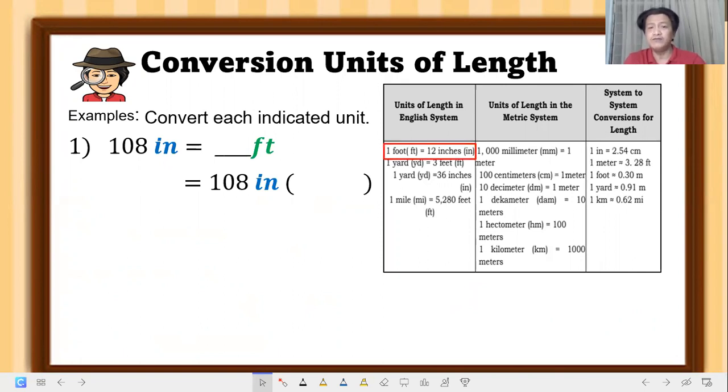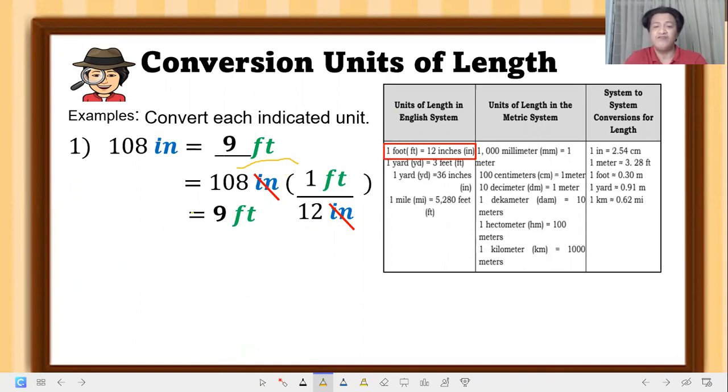Ibig sabihin, in 1 foot, there are 12 inches. But make sure kapag sinulat po natin itong conversion factor na to, yung unit sa denominator ay kapares dapat sa given na inches para makancel natin yung inches that have the same unit. Therefore, you can now multiply. What is 1 times 108? Diba 108 yon? I-divide natin by 12, that is equal to 9 feet. Ibig sabihin yan, sa 108 inches, ang equivalent niya sa feet ay 9 feet.